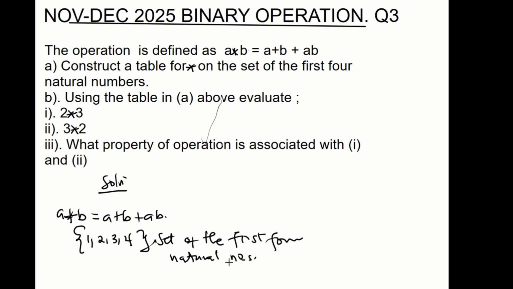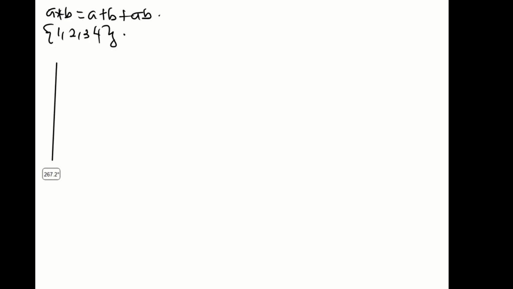So let's come to this side. A operation B is defined as A plus B plus AB on the set of the first four natural numbers 1, 2, 3, 4. So we can construct a table where we are going to contain the 16 elements.